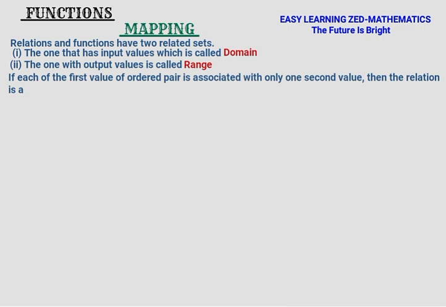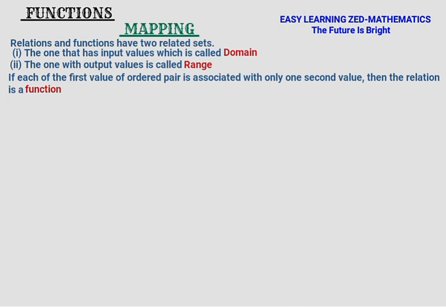If each of the first value of ordered pairs is associated with only one second value, then the relation is a function. So if you have got two sets, the elements in the first set, which is domain, and the elements in the second set, which are range, the elements in the domain are just connected to one element in the range. Then the relation is a function. You're going to understand more when I start drawing the arrow diagrams to demonstrate that.